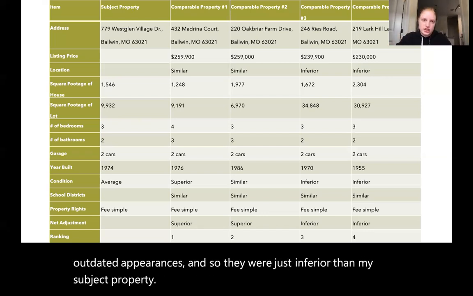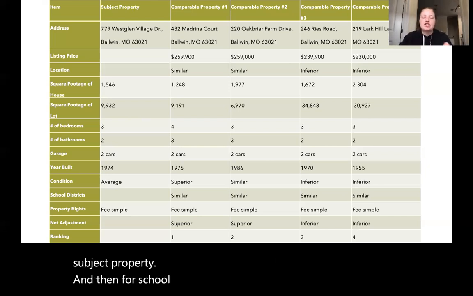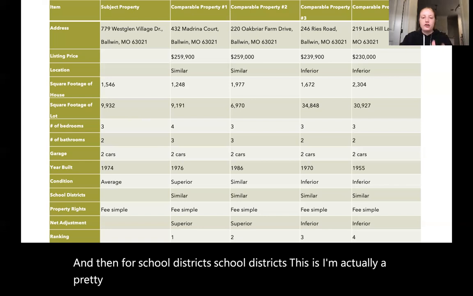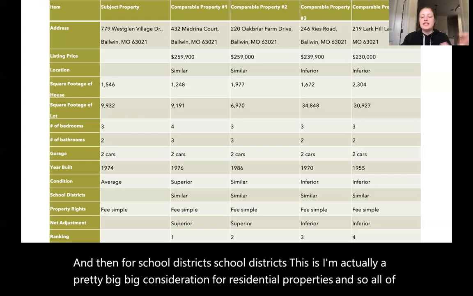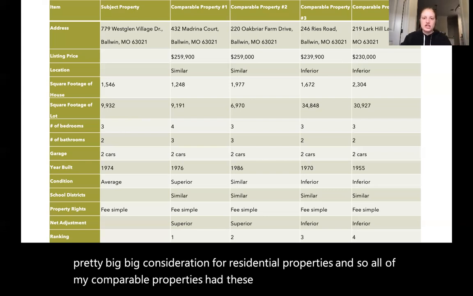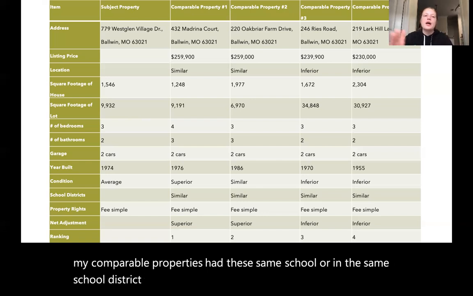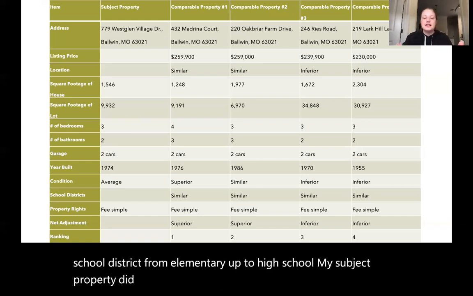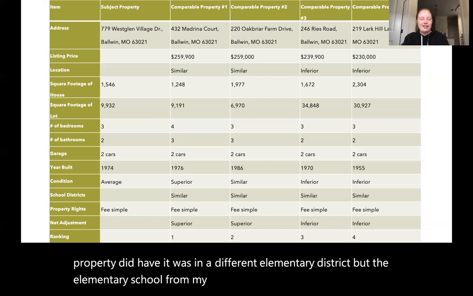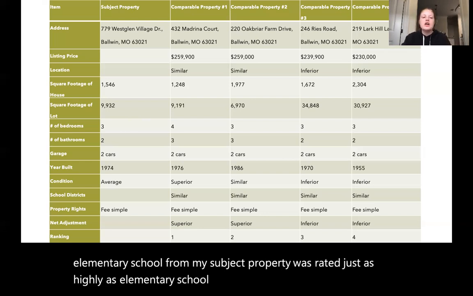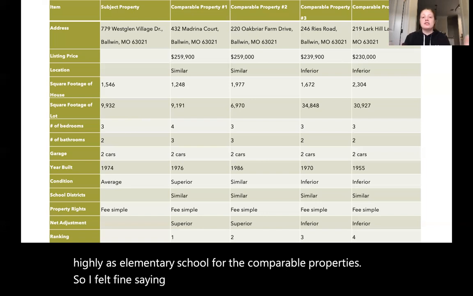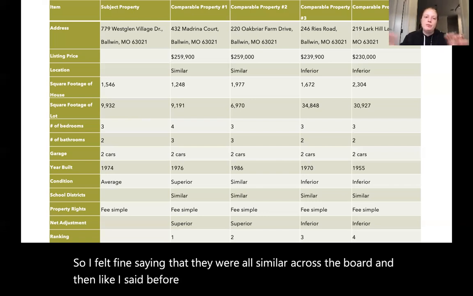And then for school districts, this is actually a pretty big consideration for residential properties. All of my comparable properties were in the same school district from elementary up to high school. My subject property was in a different elementary district, but the elementary school for my subject property was rated just as highly as the elementary school for the comparable properties. So I felt fine saying that they were all similar across the board. And then, like I said before, for our real property rights, we're making the assumption that they're all fee simple.